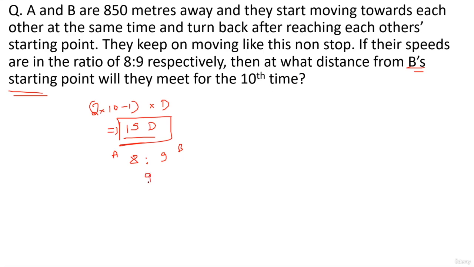In essence, you can say B will travel 9 by 17th. 8 plus 9 is 17. So B will cover 9 by 17th of the total distance, 19D. Okay, this comes out to be 9 into 19, 171 basically, 171 upon 17 D.